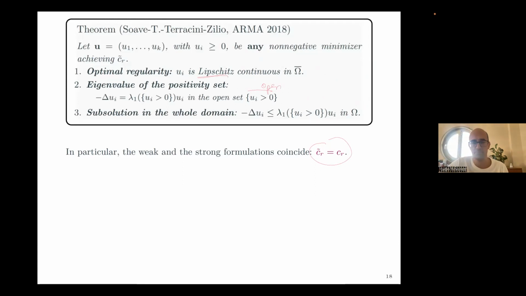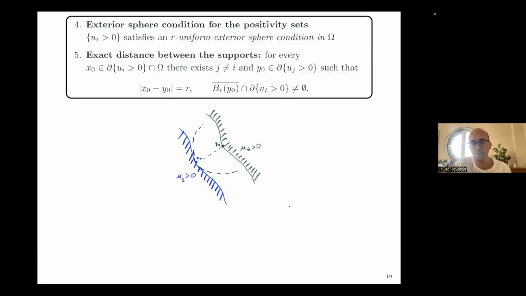Now, up to now, nothing much different. So the fun starts now. What is different if we consider this interaction from a certain distance? What changes? Well, remember that the distance is at least r between sets. Now, the simple fact that we have this constraint imposes that at each point, we don't know regularity, but each ui satisfies an R-uniform exterior sphere condition in omega, where R is the one that I put in the domain of my constraints.